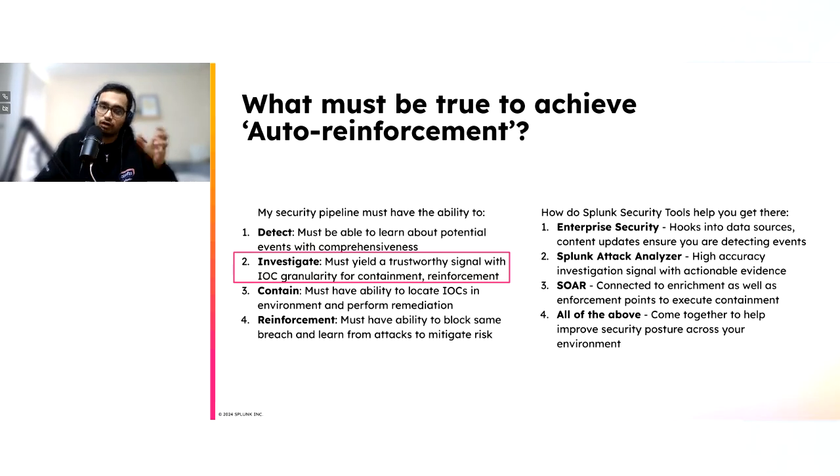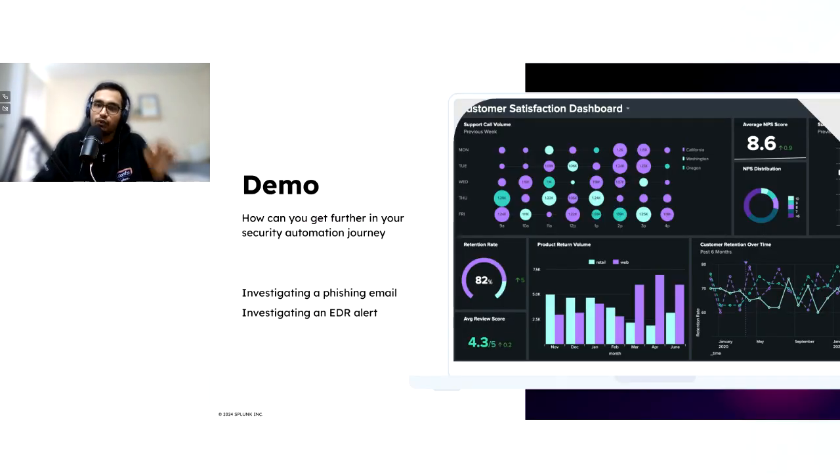So that's what I think is the key piece here, right? Which I think investigation, or the quality of investigation, makes all of this a success or not, because if you have a reliable signal, you can proceed to containment and reinforcement, but you can also ingest a lot more, or bring a lot more detections at the top of the funnel because you have a reliable signal that can help you filter signal from noise, right? So with that said, let's jump into a demo here.